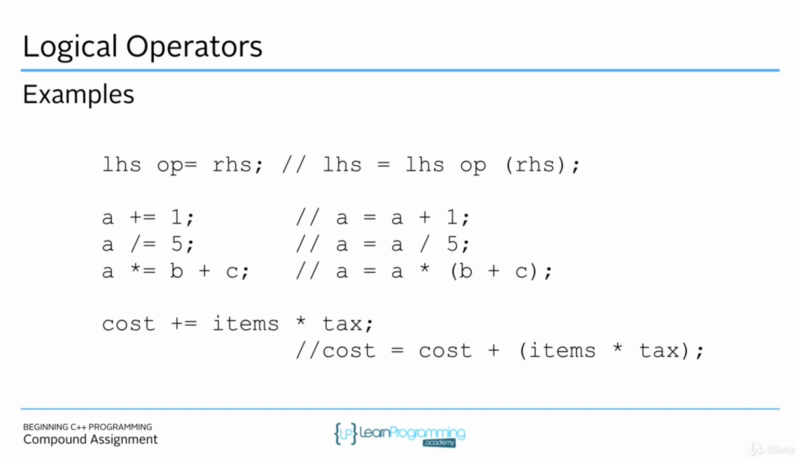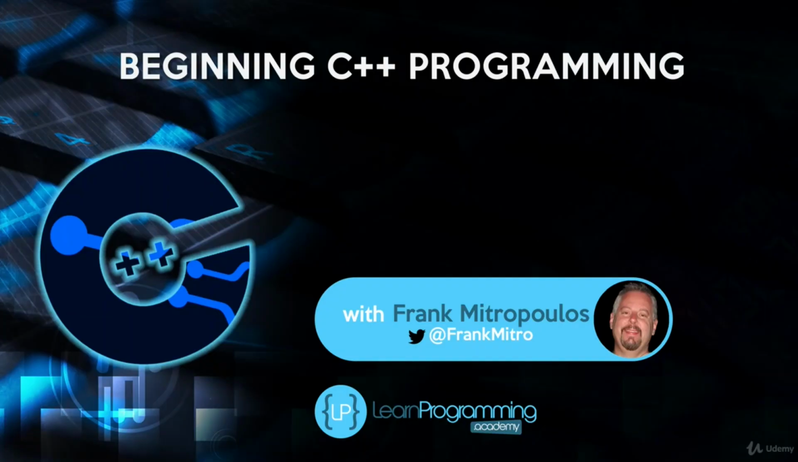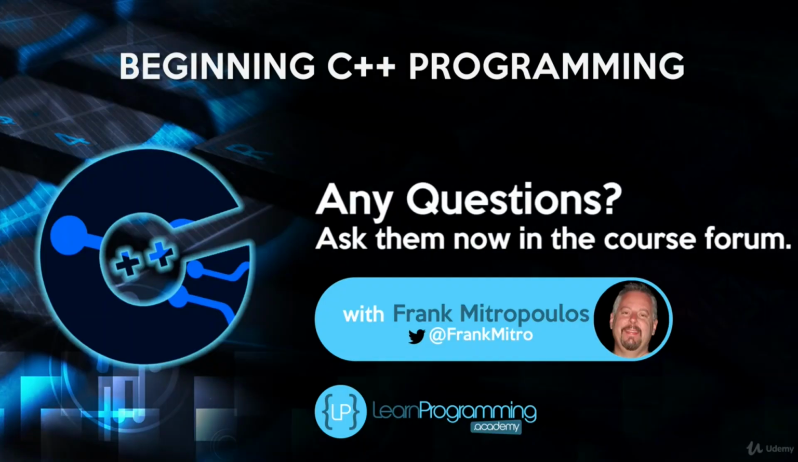In this case, we have a multiplication equal b plus c. This means multiply a by the sum of b plus c. Then store the product back in a. In the last example, we're incrementing cost by the product of item and tax. The best tip I can give you when you write these operators is to think of the right-hand side as being inside parentheses, and you'll always have it right.